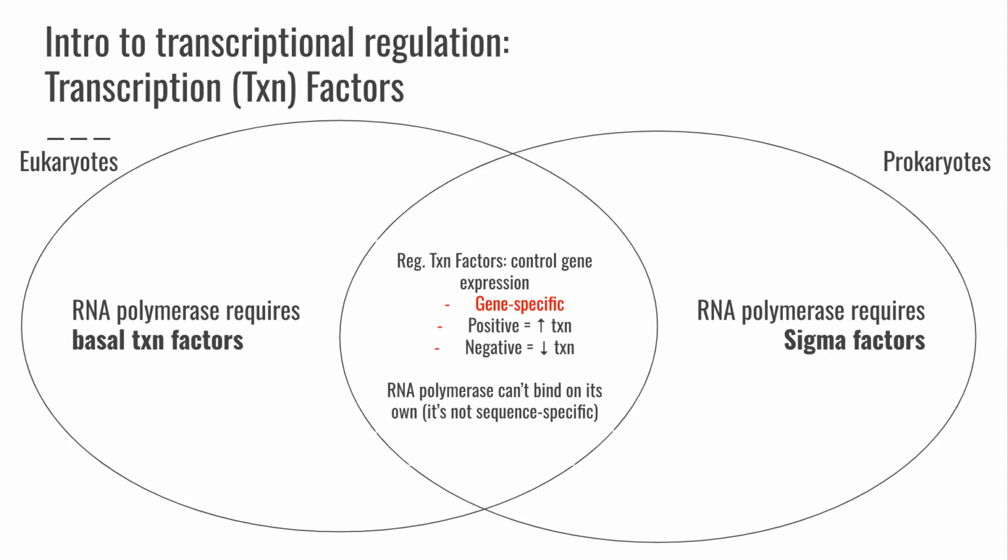In both, regulatory transcription factors control gene expression. They are gene specific, and a positive regulatory transcription factor will upregulate the transcription of a gene, and a negative regulatory transcription factor will downregulate transcription. And I already mentioned that RNA polymerase cannot bind on its own because it's not sequence specific. It has to be able to go along the DNA strand without specificity.